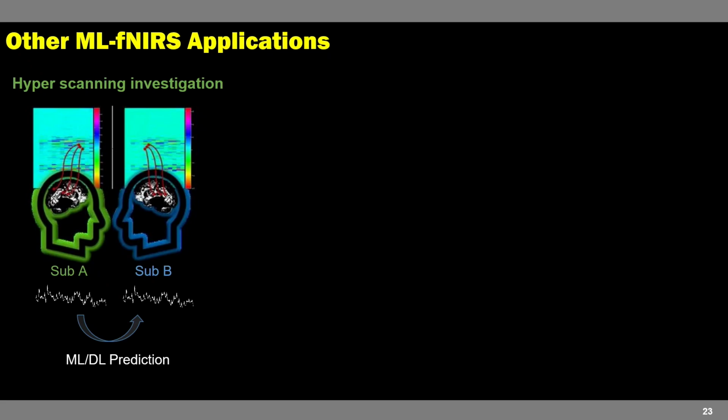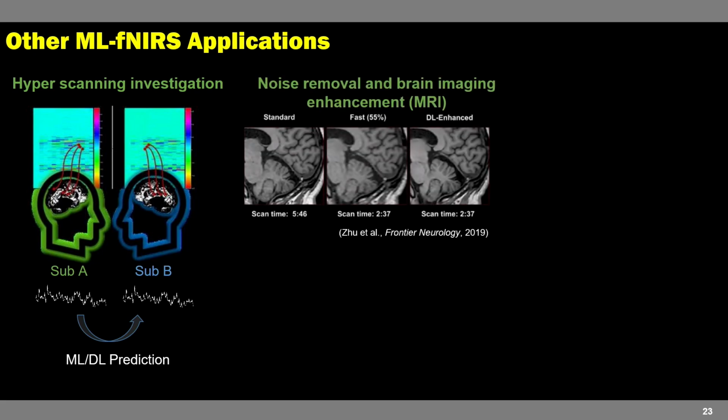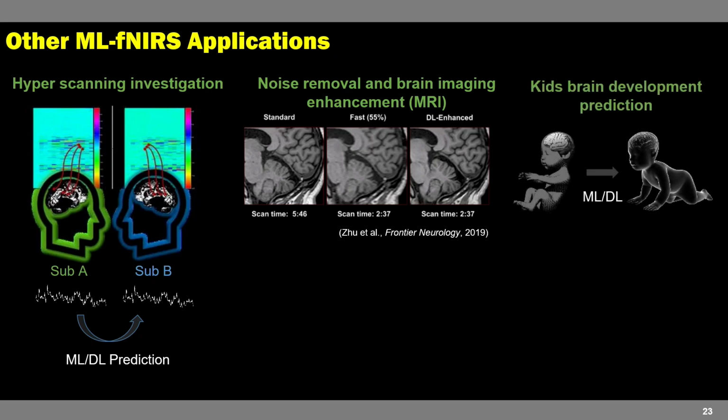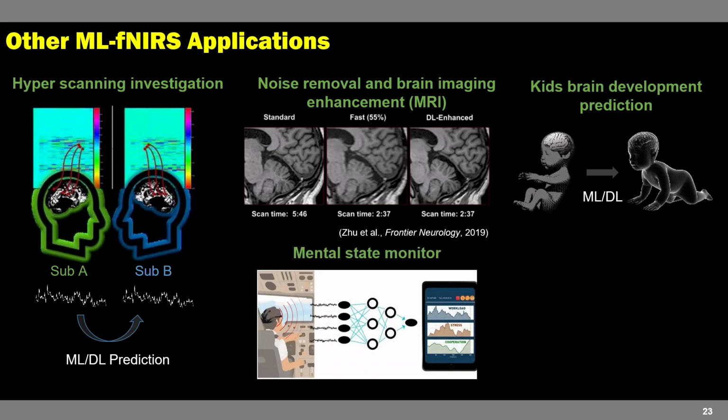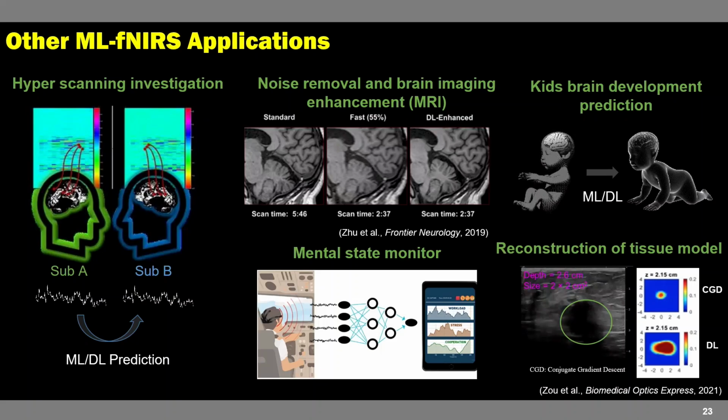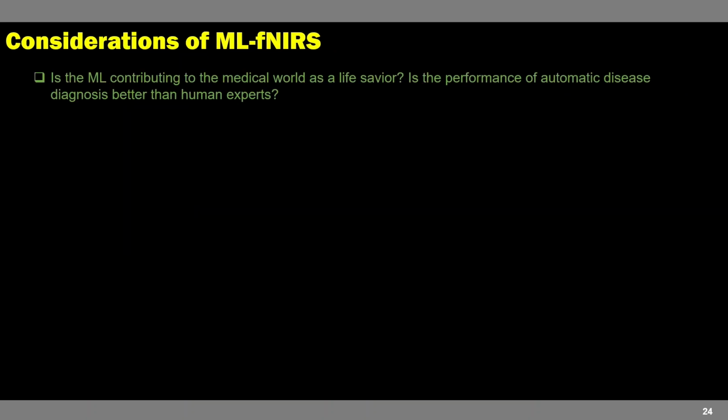Definitely there are other machine learning applications using fNIRS signal, but we are not going to see the detail. Briefly, something like hyperscanning investigation, where they use machine learning to predict, and also noise removal and image quality enhancement, kids' development prediction, mental state monitoring, and we also mentioned the tissue model reconstruction, also a very cool area. So, considerations for machine learning in fNIRS.